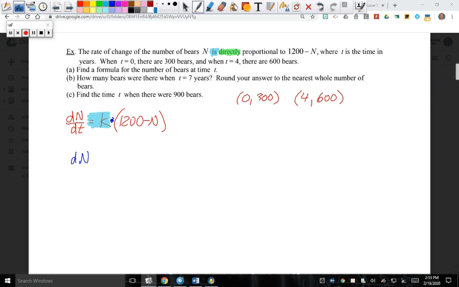So we have dn over 1200 minus n. This is what we're going to integrate from the separation of variables. So I'm going to move the t over to the right side. So I'll have k dt, and I'm integrating. You with me?